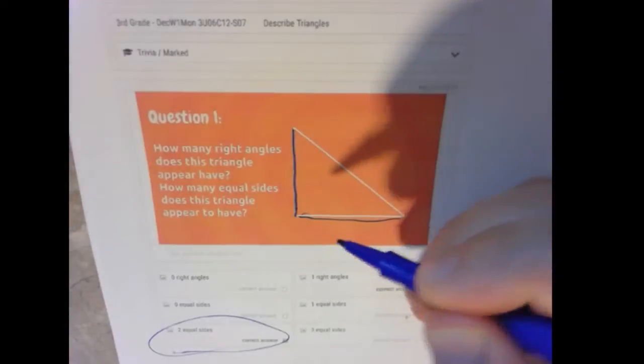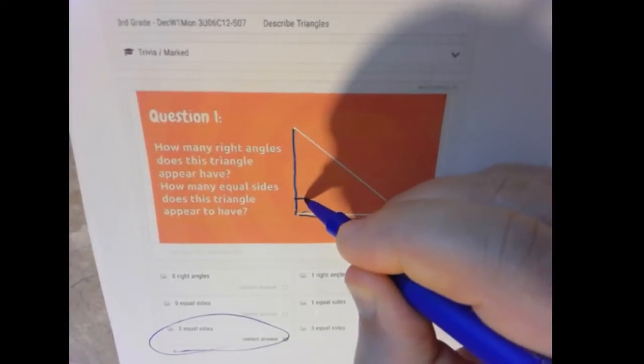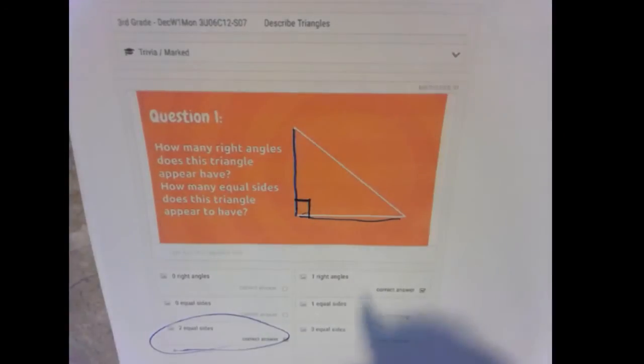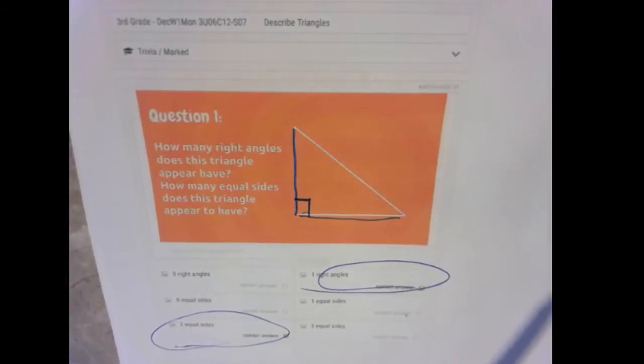And again, a right angle is one that makes a straight up and down corner, like where the floor meets the wall, something like that. So one right angle and two equal sides.